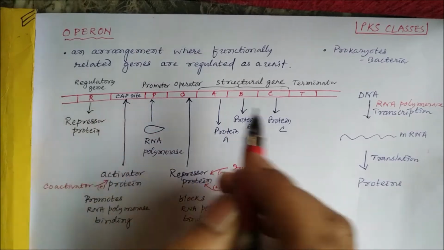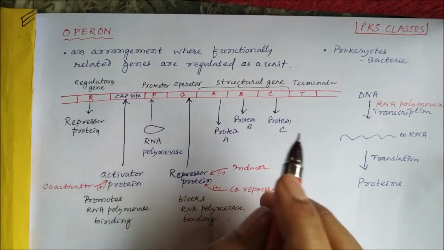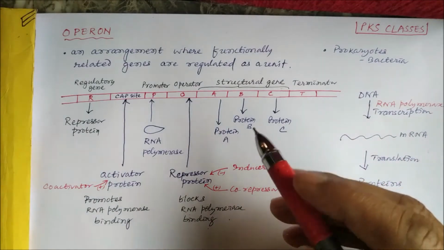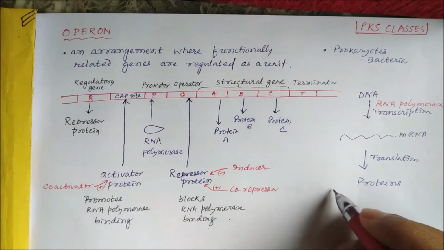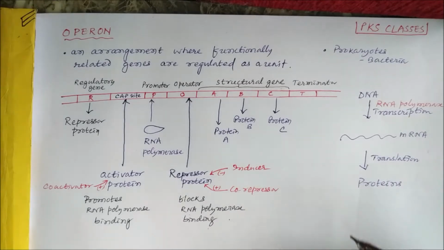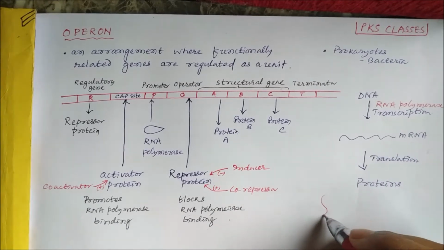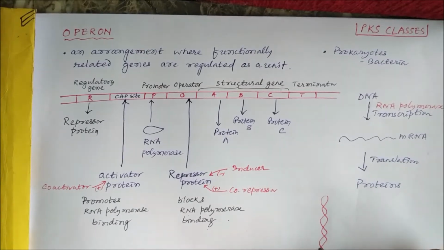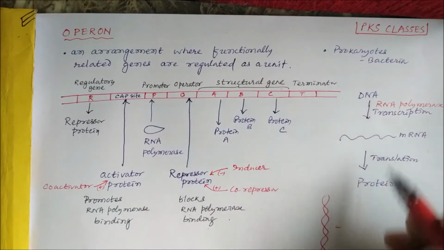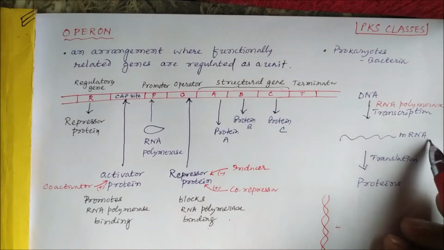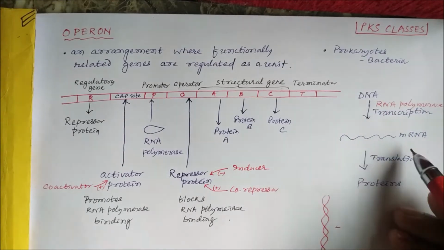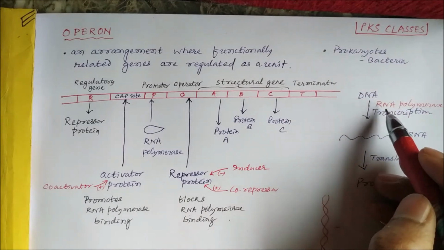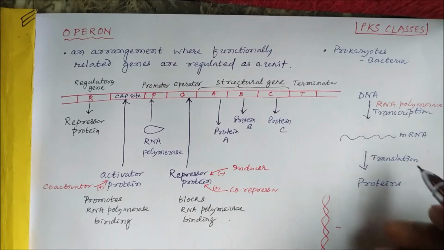So what is this? Before that, let us first discuss what is a gene. So gene is nothing but a part of your DNA. We know DNA is a double helical structure, and from DNA we get messenger RNA. So the information in DNA is transferred to messenger RNA through the process of transcription, and we need the enzyme RNA polymerase.